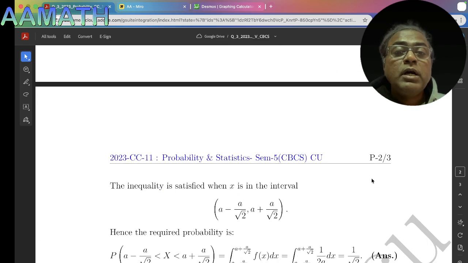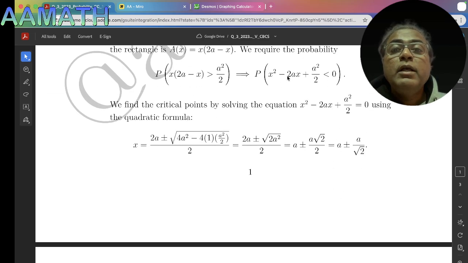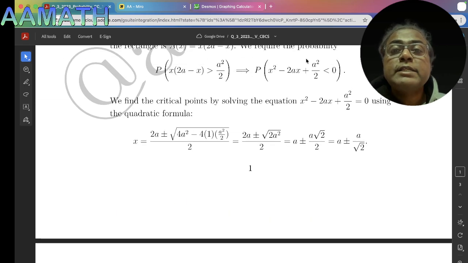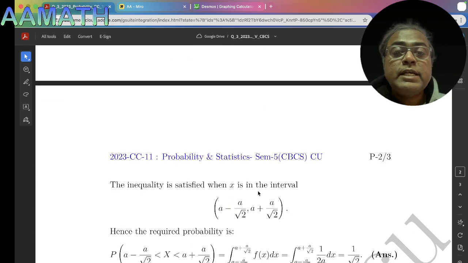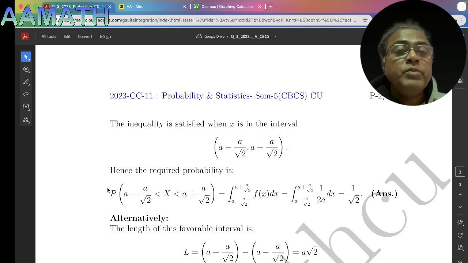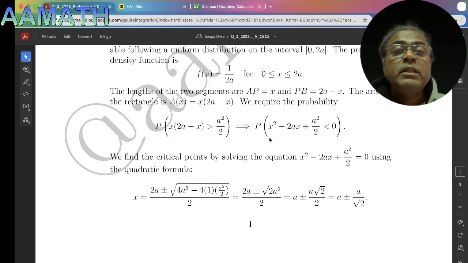So the inequality less than 0 is satisfied when x lies in the interval a minus a by root 2 comma a plus a by root 2. So the probability of the random variable between the limits: a minus a by root 2 less than capital X less than a plus a by root 2.